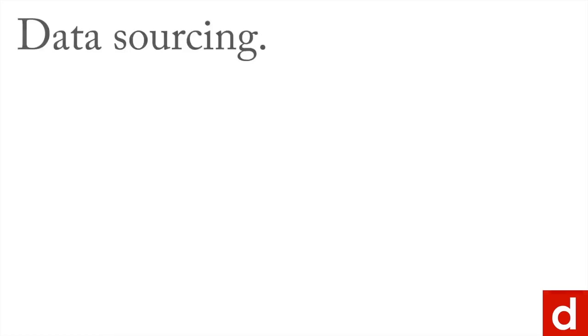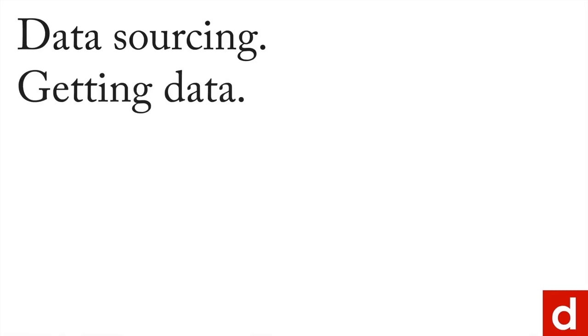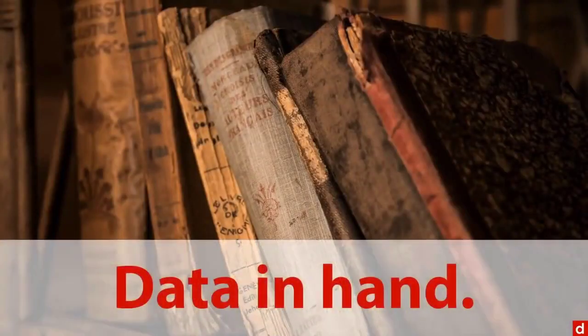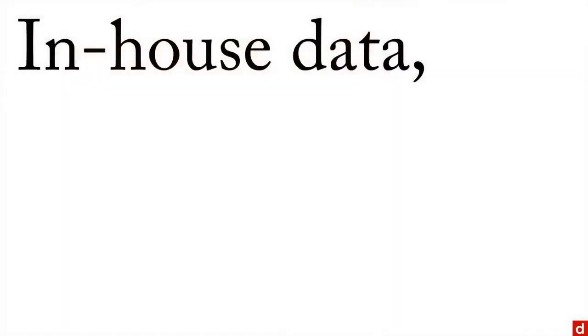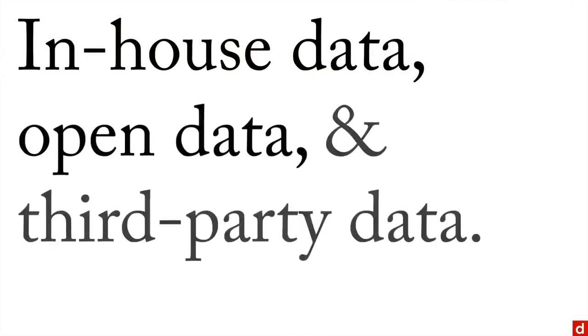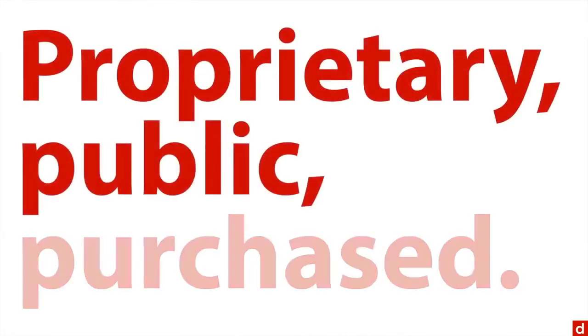When it comes to data sourcing, obviously the most important thing is to get data, but the easiest way to do that, at least in theory, is to use existing data. Think of it as going to the bookshelf and getting the data that you have right there at hand. Now, there's a few different ways to do this. You can get in-house data, you can get open data, and you can get third-party data. Another nice way to think of that is proprietary, public, and purchased data, the 3 Ps I've heard it called.